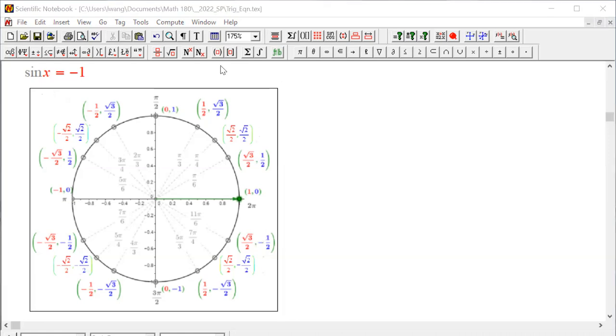We found it right here. Okay, so that's the terminal. This terminal is a solution. All the angles that terminate on this terminal will be solutions. So what are they? 3 pi over 2, -pi, right?